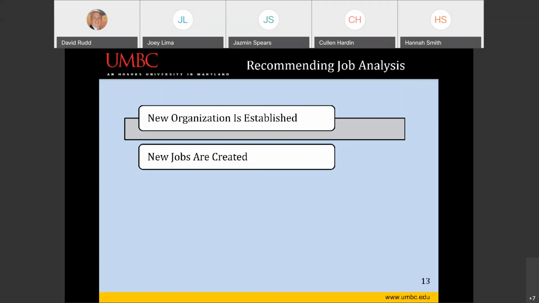The second reason you would recommend a job analysis is when new jobs are created. So in our previous example, we've already established the research and development division, but they're growing and they need to hire 2 new employees to work in a specific area. You would then recommend a job analysis for these new positions, so again, you can hire the right people for the jobs.